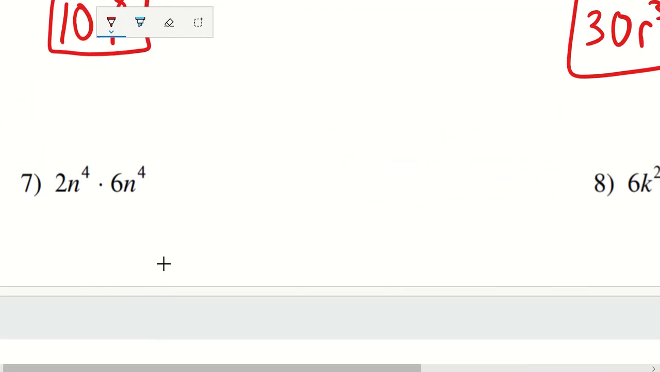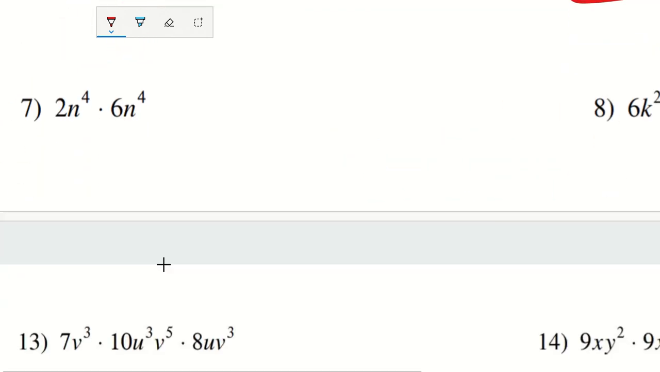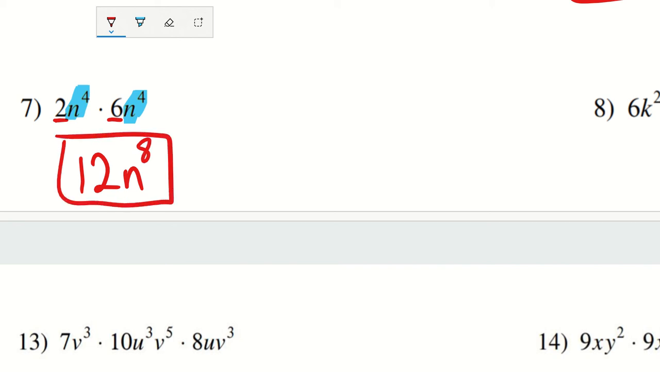Let's go ahead and work out number 7. I'm going to pick up the pace a little bit. We have 2 times 6, which is 12. I'm just going to multiply like always. And then I'm going to multiply the n's. I can multiply that n with that n right there. Keep the base. 4 plus 4 is 8. That would be our simplified expression. We're left with a monomial right here. We multiply one monomial times another monomial, and we're left with that single monomial.